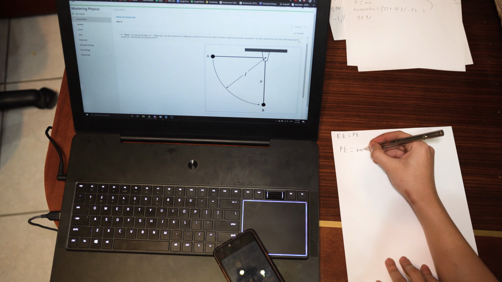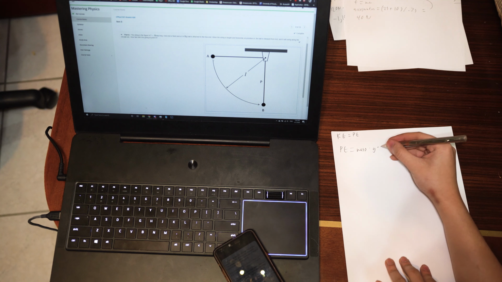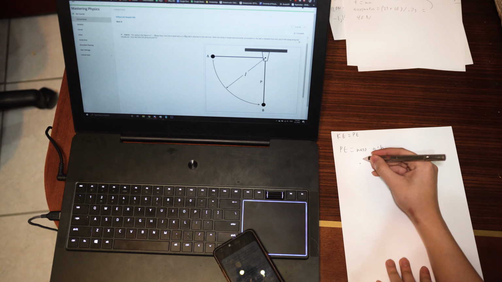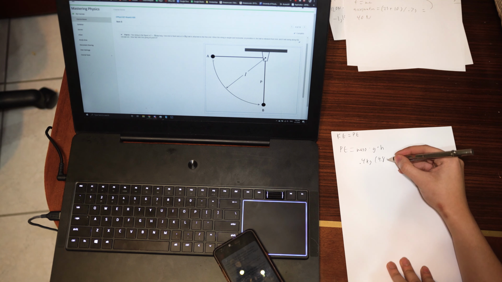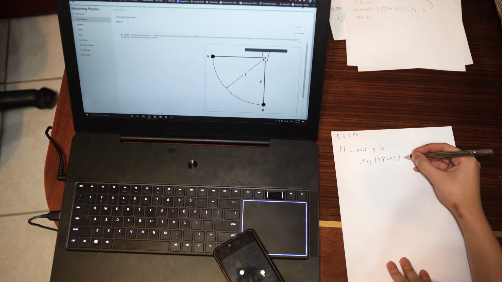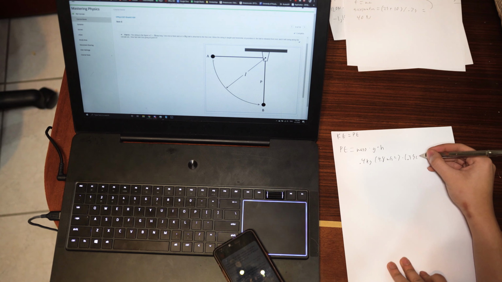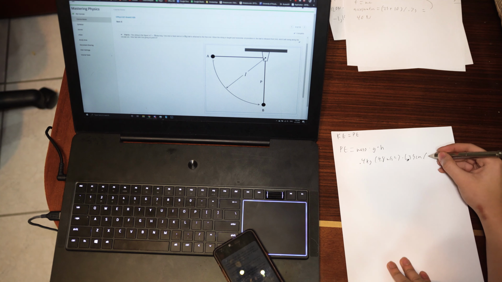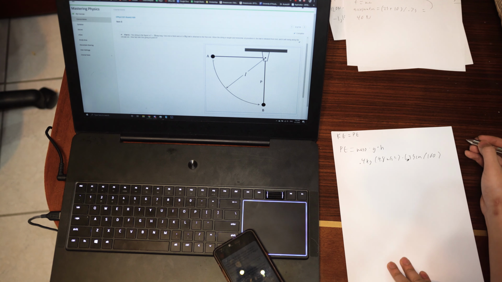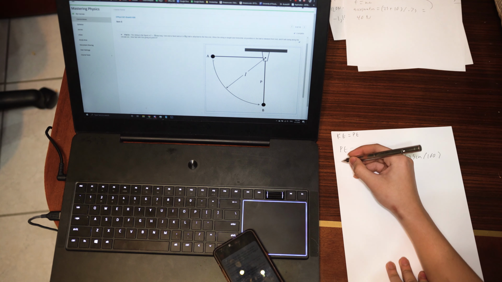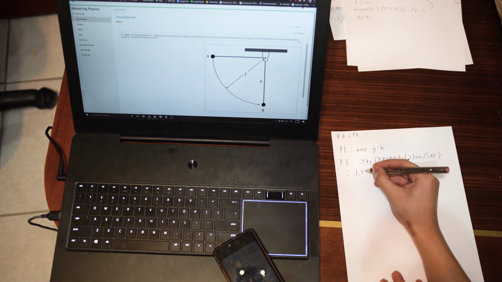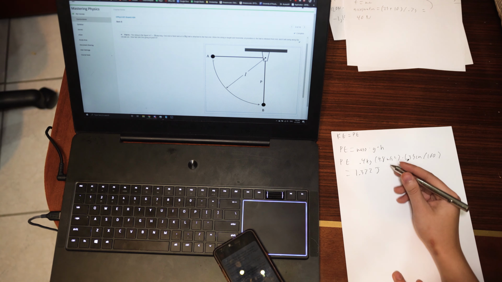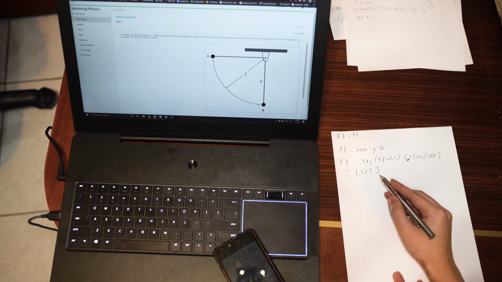So potential energy is equal to mass times gravity times height. Well, we know our mass is 0.4 kilograms. Gravity is 9.8 meters a second squared. And we know our height is 35 centimeters. Not 0.35. 35 centimeters divided by 100 to get to meters. So if we plug that in, our potential energy that we get is equal to 1.372 joules.